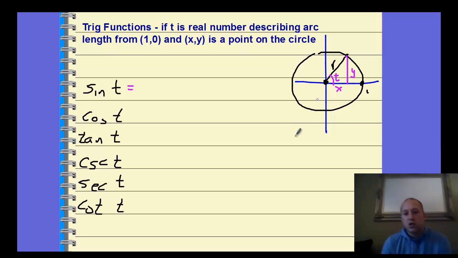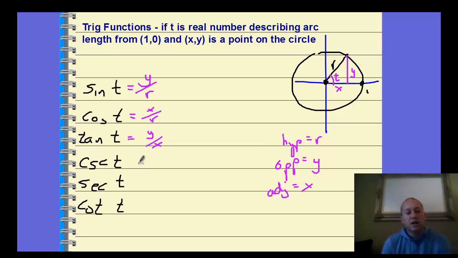So if you need to, label that triangle first and say, okay, what is the hypotenuse? It's going to be r. What is the opposite? That's y. What is the adjacent? That is x. And I can use those three values to write our six trig functions. Sine is going to be opposite over hypotenuse, y over r. Cosine is adjacent over hypotenuse, x over r. Tangent is opposite y over adjacent x. Cosecant is the reciprocal of sine, so it's going to be r over y. Secant is going to be r over x. And then cotangent is going to be x over y. So that's how you can write those.